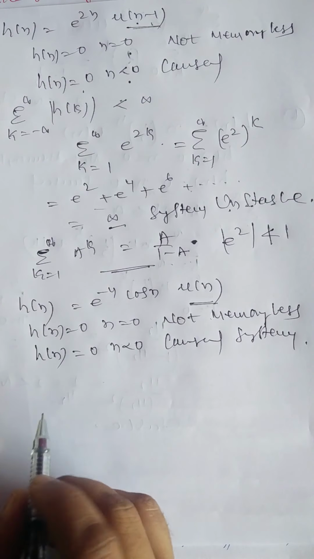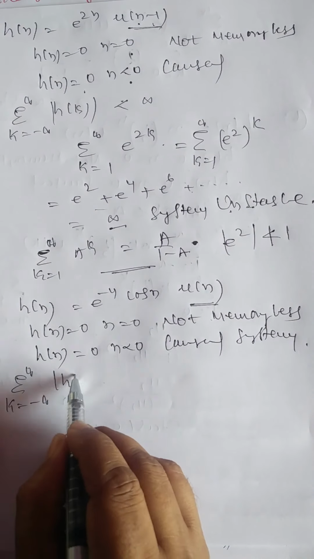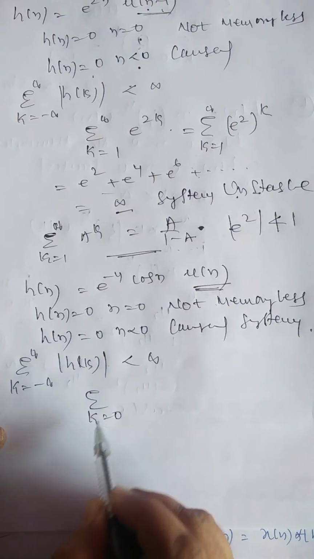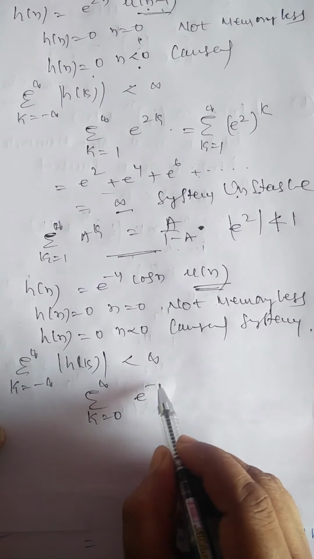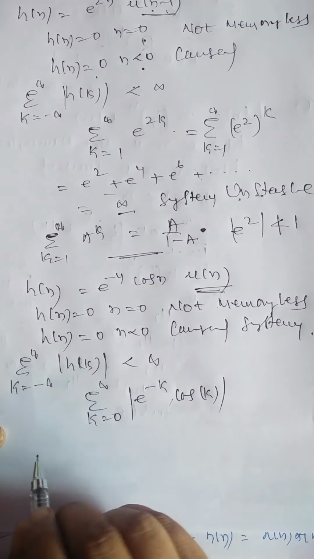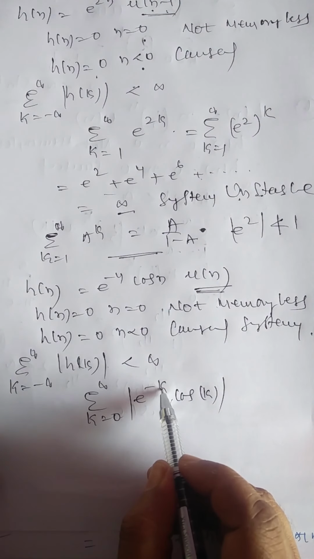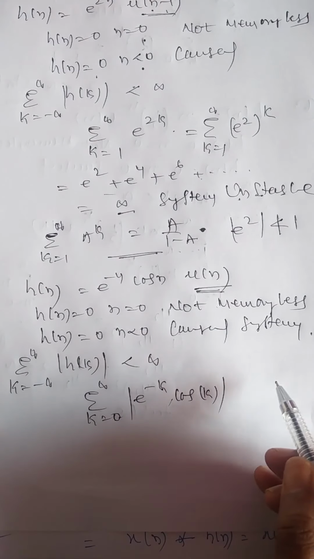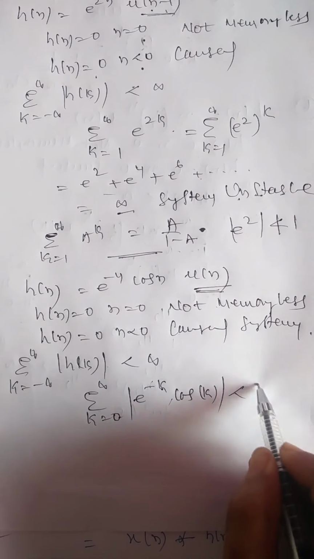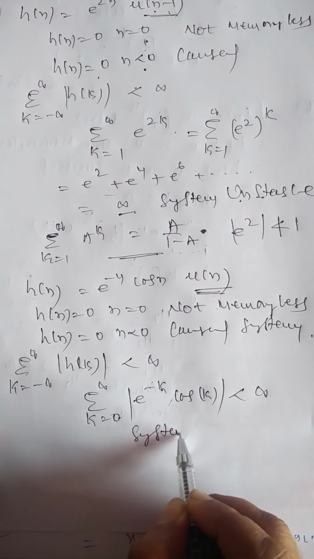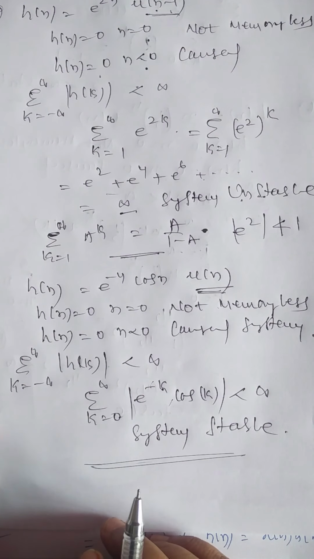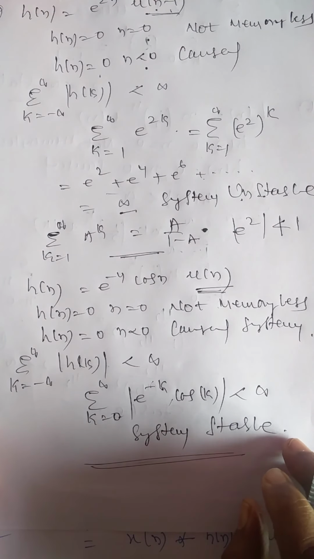And to check its stability, that is summation of k from minus infinity to plus infinity, modulus of h of k must be less than infinity. Because of u of k, I should take the range from 0 to infinity. h of k is e to the power of minus k into cos k. Here, when k is 0, we'll get e to the power of 0, value is 1. When k is 1, e to the power of minus 1 value is around 0.36. As k increases, e to the power of negative value tends to 0. The total sum will become less than infinity. Hence, the system is stable. This is how we should check the causality, memoryless and stability conditions for the given system, which is described by the impulse response.